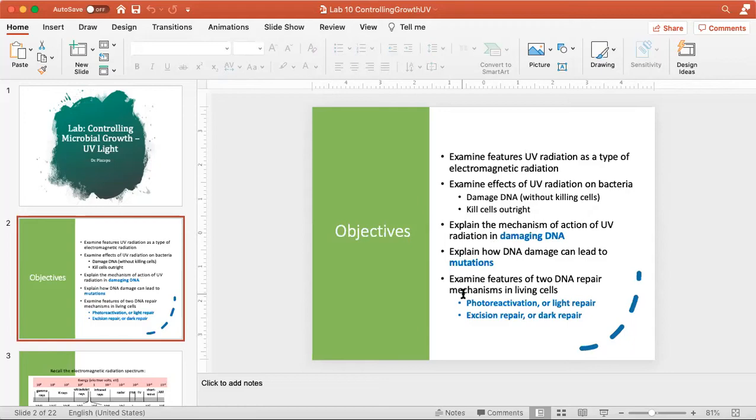These mechanisms are referred to as photoreactivation, or what sometimes is referred to as light repair. That term photo, anytime you see that in a scientific term, it's referring to light. So light reactivation or light repair of DNA. And then there's a separate mechanism that sometimes is called dark repair, and that one is excision repair. Two different mechanisms, two different pathways that are inside bacterial cells that can locate damaged DNA and fix it.